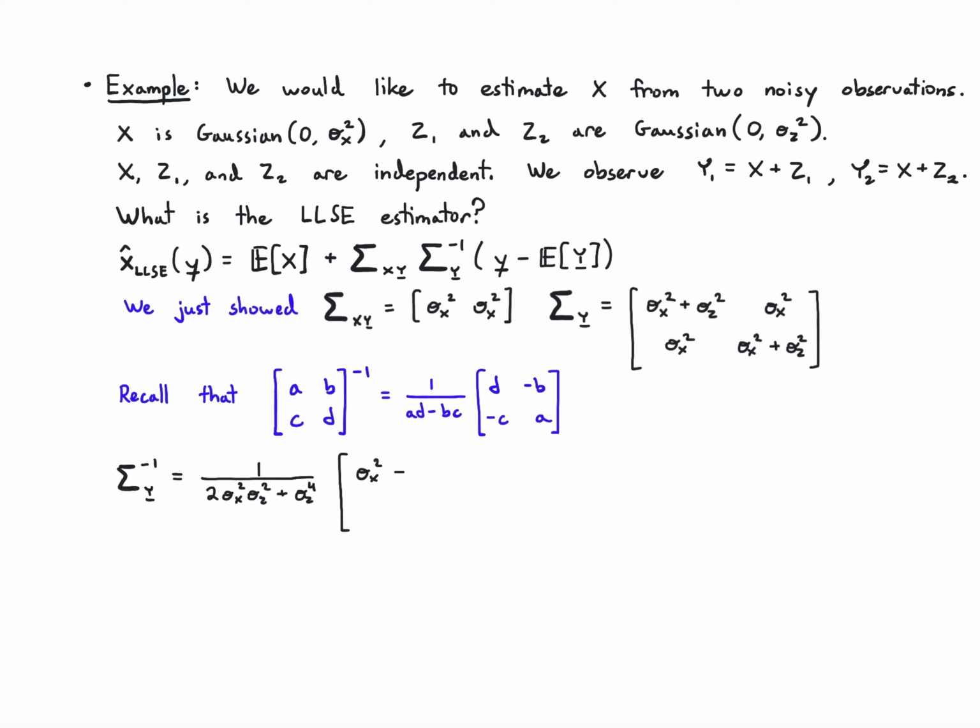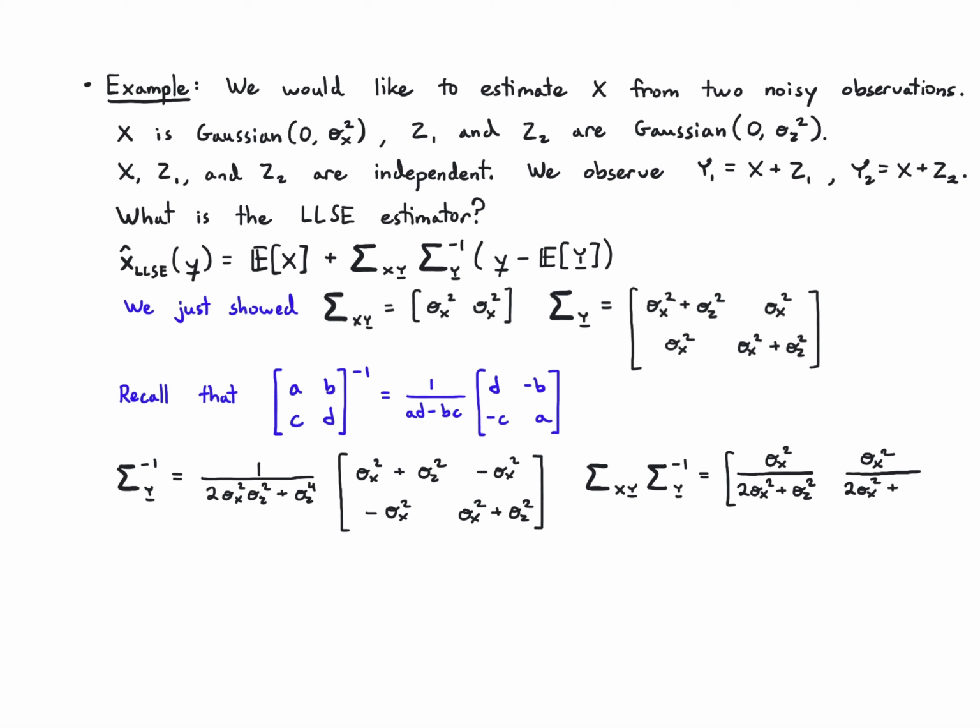And then just reorder the diagonal and the off diagonal, which turns out not to matter by symmetry. I'm just basically adding a minus sign where I have minus B and minus C in that formula. And so then multiplying these two matrices together, it turns out that I have sigma x squared over 2 sigma x squared plus sigma z squared, and then sigma x squared over 2 sigma x squared plus sigma z squared. So it just turns out that's true. You can go through and verify that that's what that matrix multiplication winds up being.